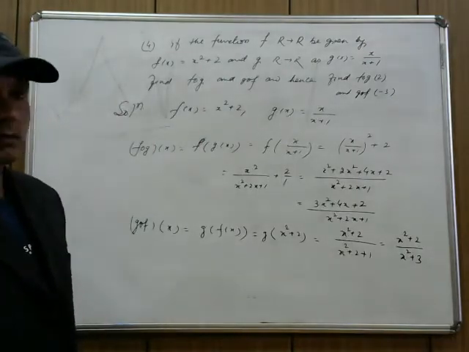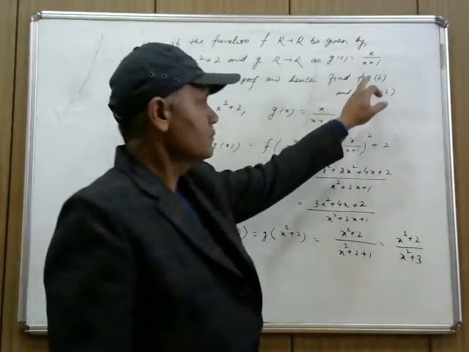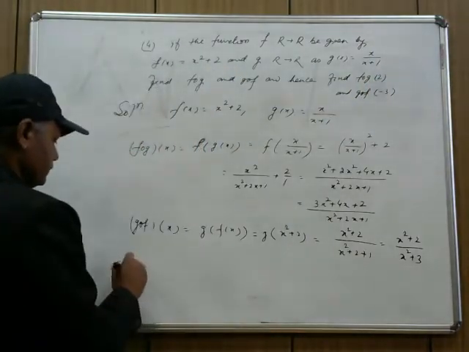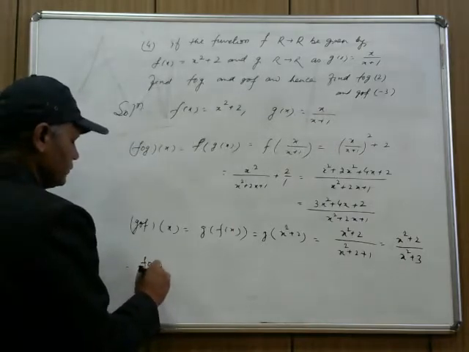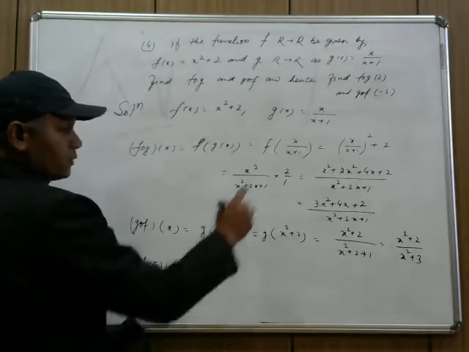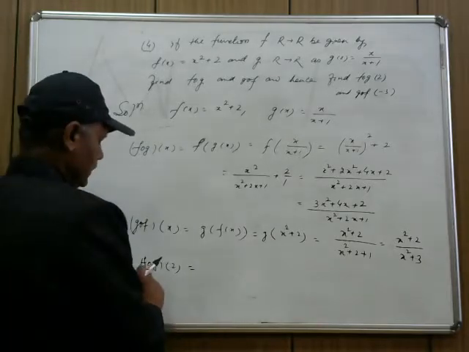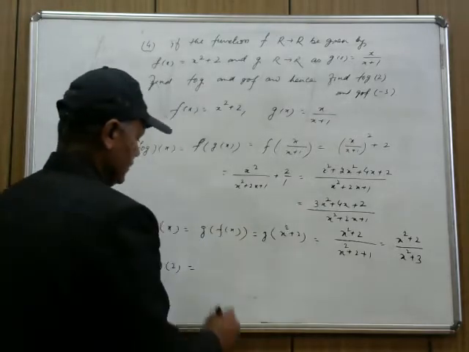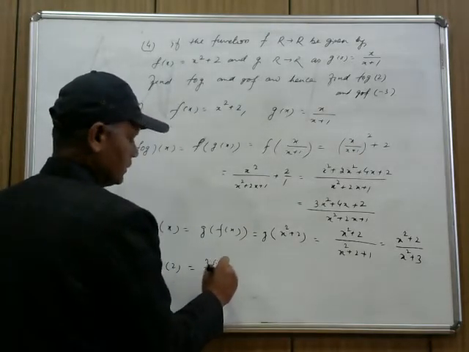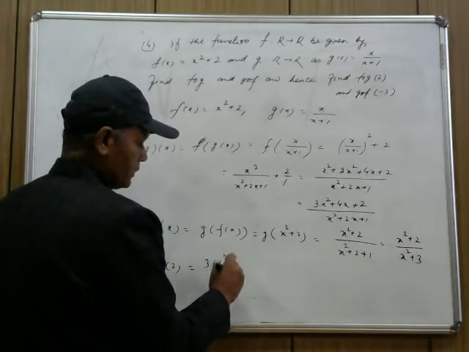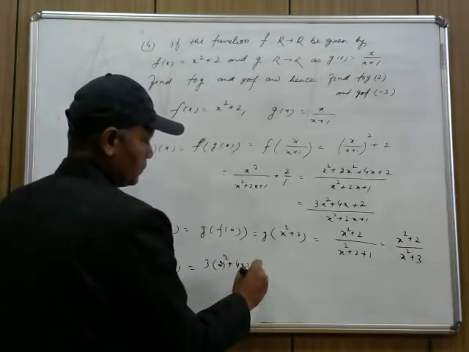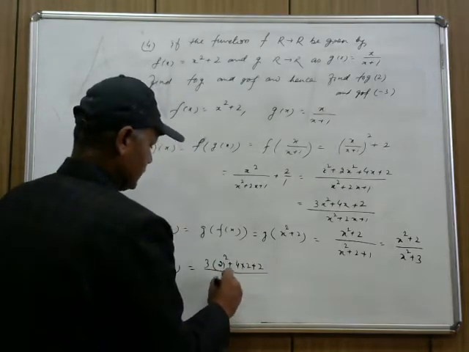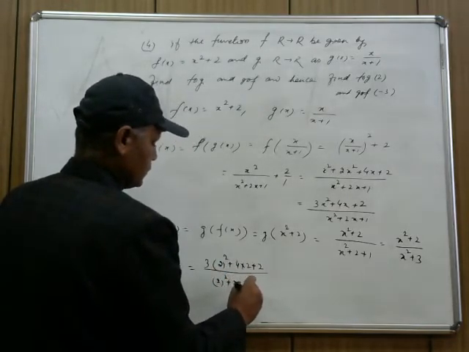Now the second part of the question is, you are asked to find f of g of 2. So now f of g of 2, can I put directly over here? f of g of x is 3x square plus 4x plus 2 whole divided by x square plus 2x plus 1. So now I will put 2 in place of x: 3 into 2 whole square plus 4 into 2 plus 2, whole divided by 2 whole square plus 2 into 2 plus 1.